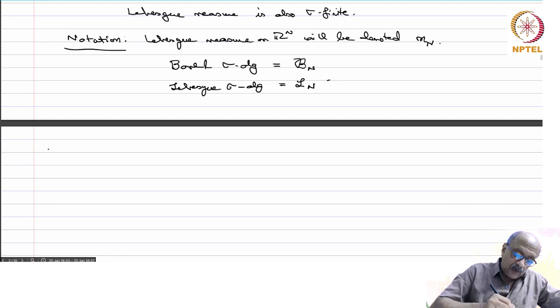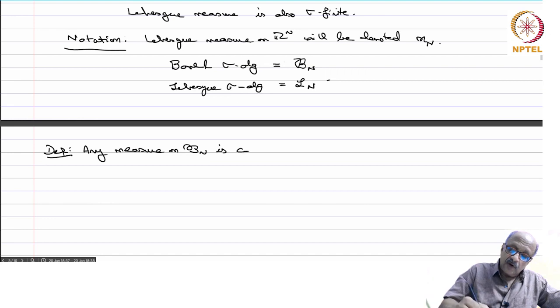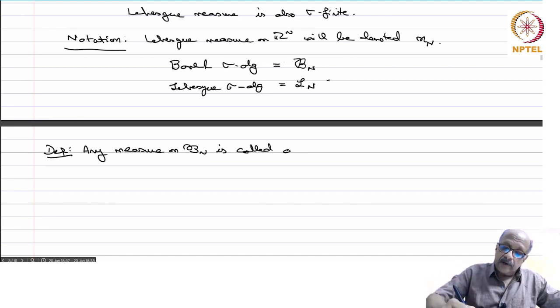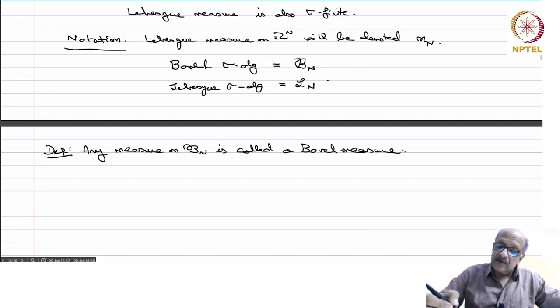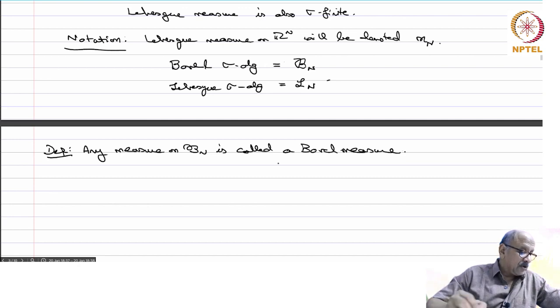Okay, so definition: any measure on B_n is called a Borel measure. So in particular, the Lebesgue measure is an example of a Borel measure. Okay, so now we take a better look at some properties of the Lebesgue measure.